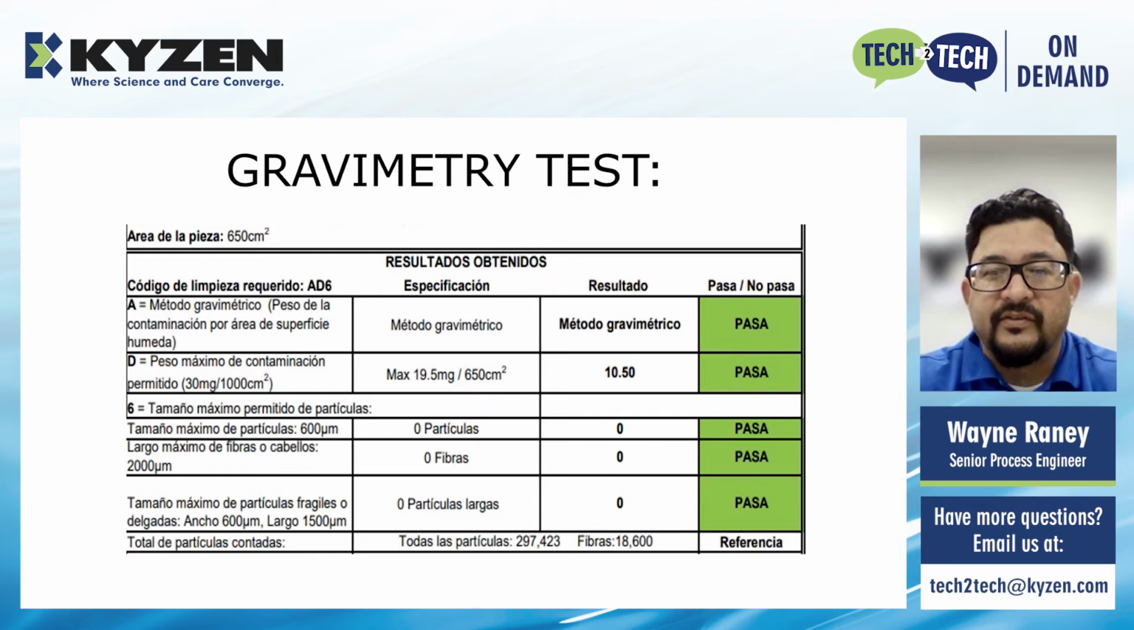Even though this little chart is in Spanish, we can see an example of gravimetric analysis. The customer set the limit at 19.5 milligrams per 650 square centimeters. You can see that the resulting weight is 10.5 milligrams, so the test was successful.